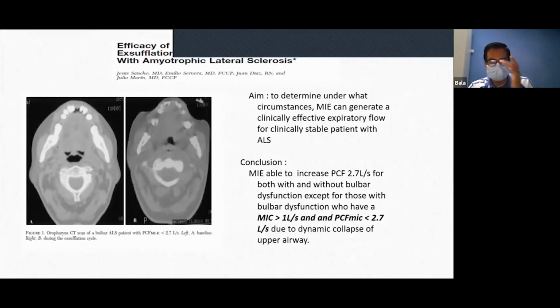So now the next important question to answer is, for an NMD patient with bulbar involvement, whether cough assist can be used. The first person who answered this question is Sancho.